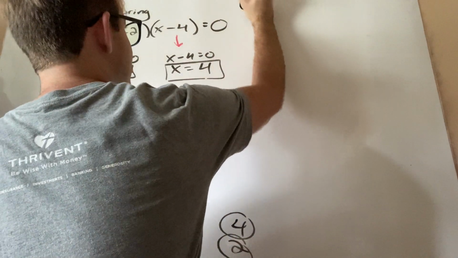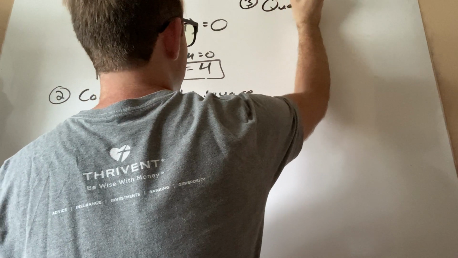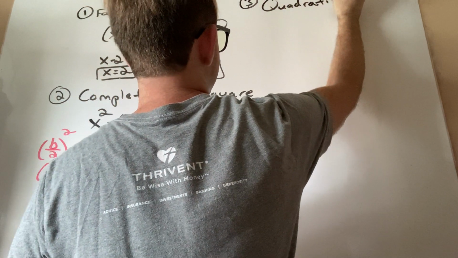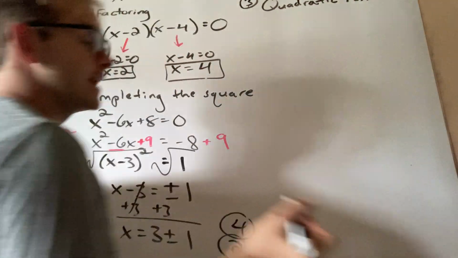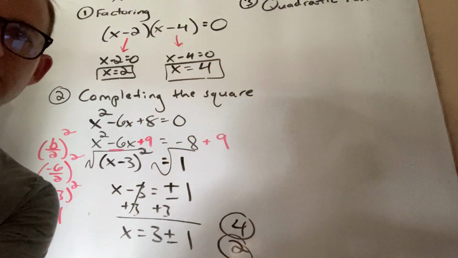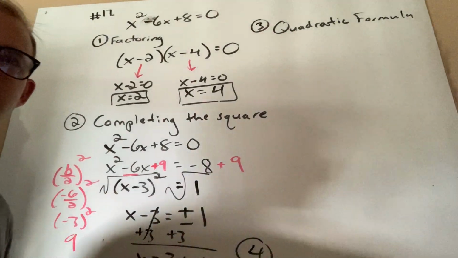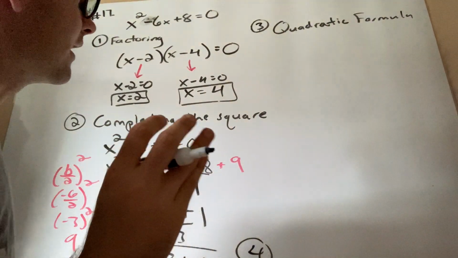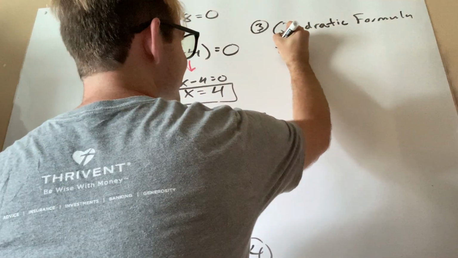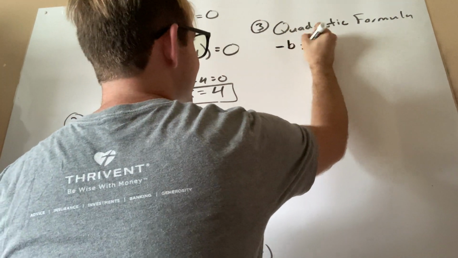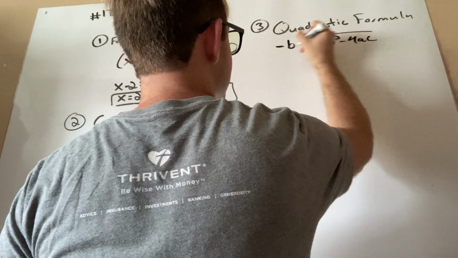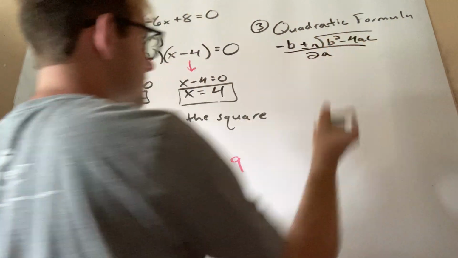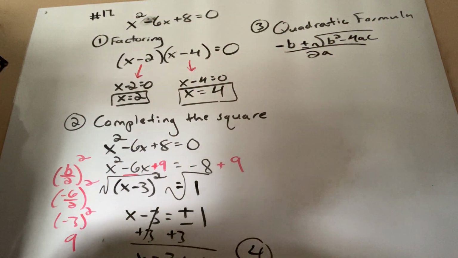All right? And now, last but not least, let's take a look at one last method. And this is the quadratic formula. Okay? This is the quadratic formula. Now, the quadratic formula is super awesome if you remember it. So I'm going to write it here. -b plus or minus the square root of b squared minus 4ac all over 2a. Oh my god, what a mouthful, right?